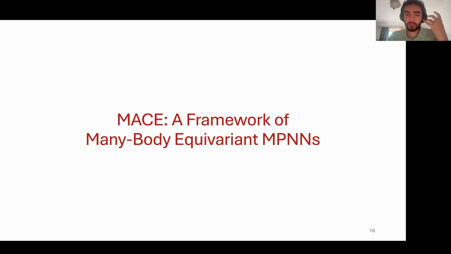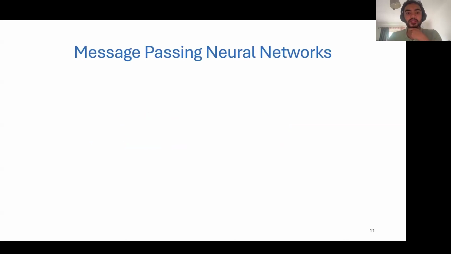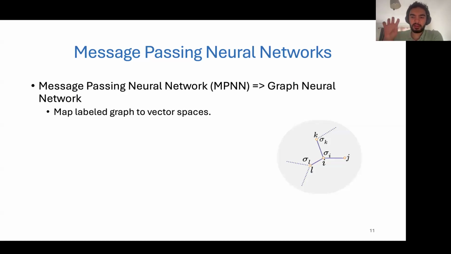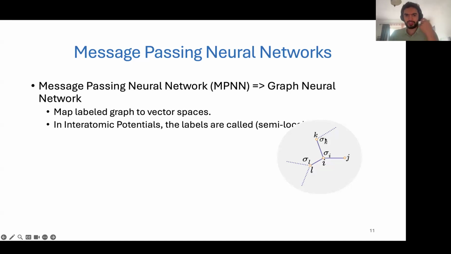It's what we call a many-body equivariant message passing neural network, and I will go into detail about each of these words. So a message passing neural network is basically a neural network that operates on graphs. And it maps a labeled graph, so a graph here that I've shown like a simple graph, and each node of this graph has a label, this sigma, which I call the state.